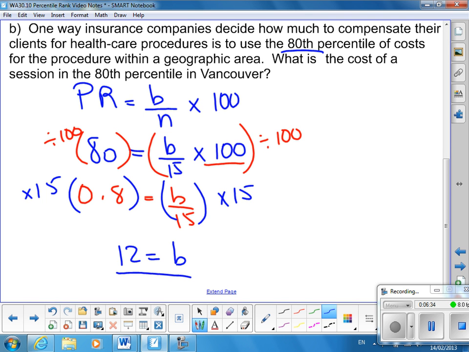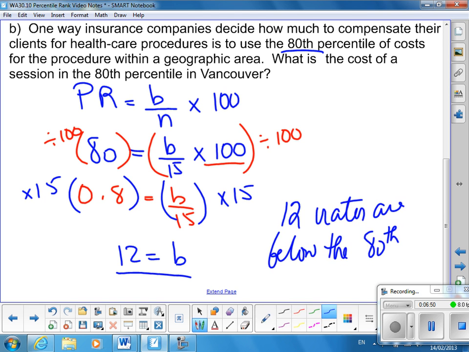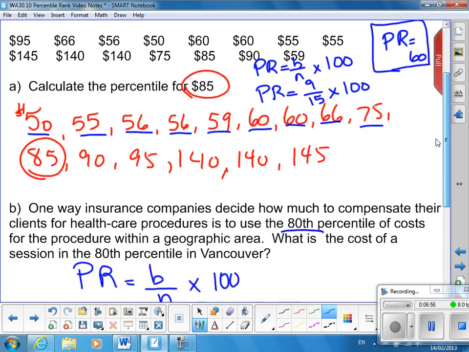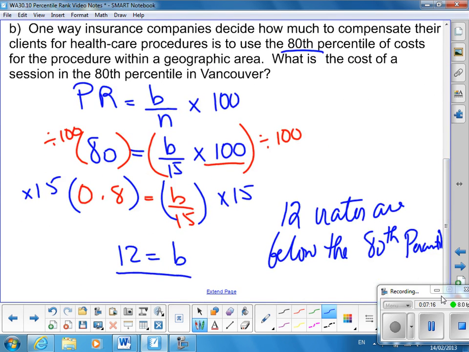Okay, so 12 rates are below the 80th percentile. Let's look at which one is in the 13th position. So we have 1, 2, 3, 4, 5, 6, 7, 8, 9, 10, 11, 12. The 13th number is $140. So the insurance company will pay up to $140 for a physio appointment or treatment.